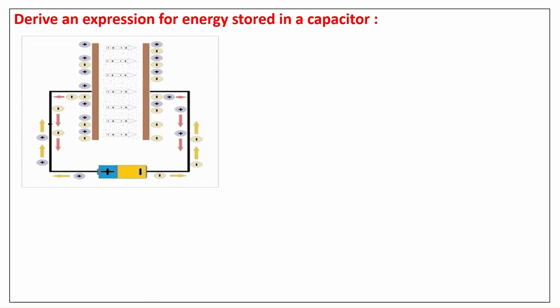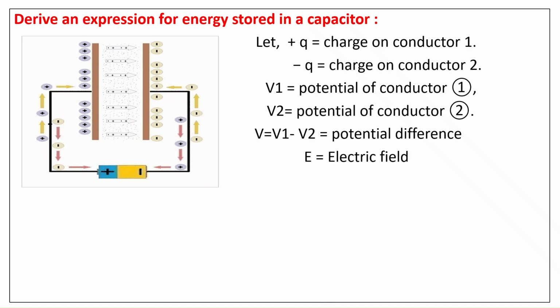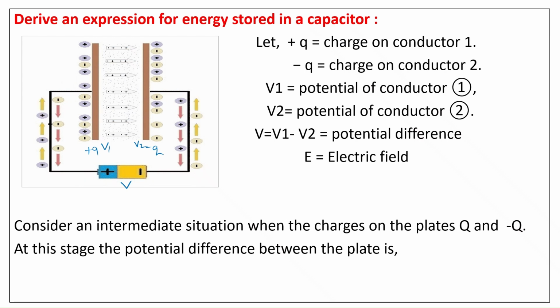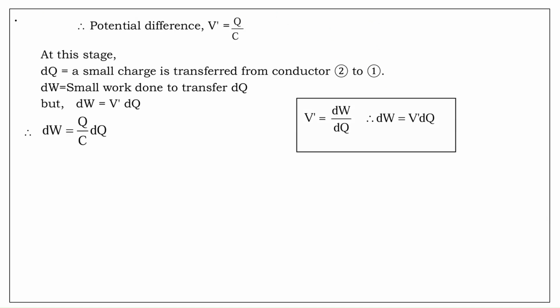Next, derive an expression for energy stored in a capacitor. Let plus Q and minus Q be the charge on conductor 1 and 2 respectively. V1 and V2 be the potential of conductor 1 and 2 respectively. E be the electric field. Consider a capacitor which is initially uncharged. When a battery is connected across the capacitor, the charge transfers from one plate to another plate as shown in the figure, bit by bit in small amounts dq from 0 to q.